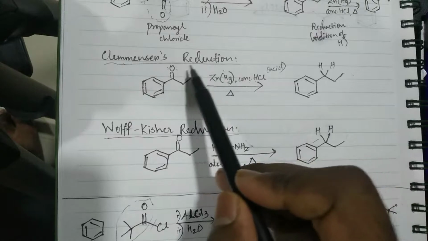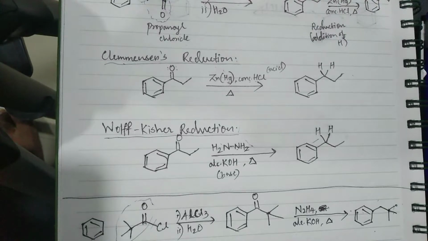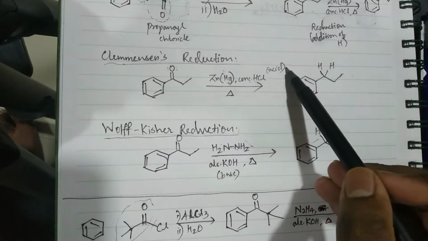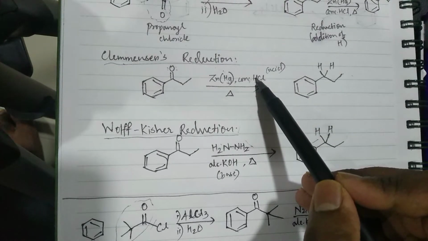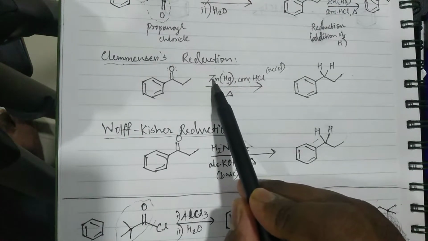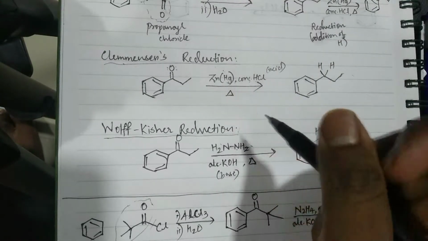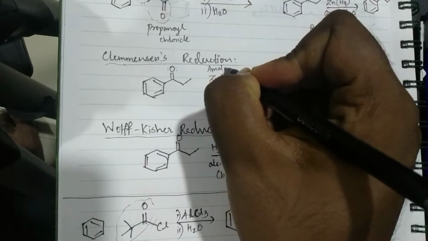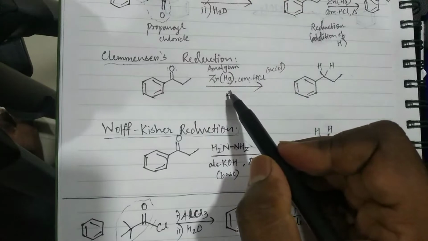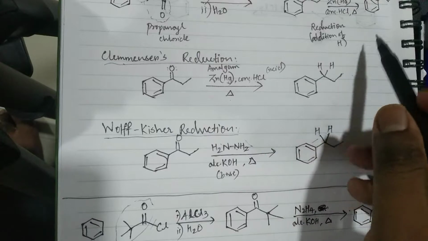In Clemmensen reduction, what am I doing? I'm removing this oxygen and adding 2 hydrogens there. Now what is the source of these 2 hydrogens? Concentrated HCl, which is the acid. So how do I remove hydrogen from concentrated HCl? I use zinc amalgam. Zinc amalgam means zinc in mercury. Any metal in mercury, that alloy is called an amalgam. So zinc amalgam with concentrated HCl at high temperature, heating, you will get the target molecule that we were looking for.